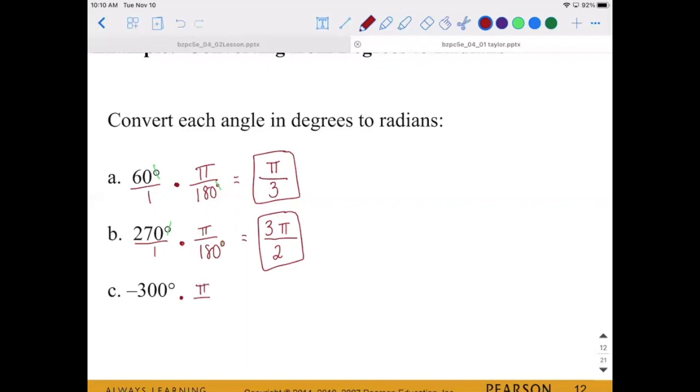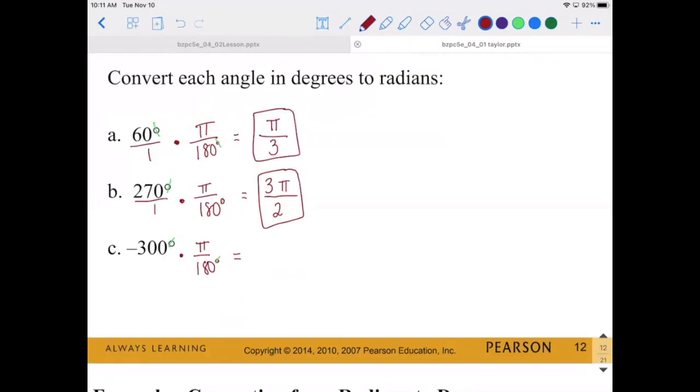Times pi over 180. I'm wanting to cancel out the degrees. That's why I know to put 180 on the bottom. I know I can divide both 300 and 180 by 60. So I'm going to end up with negative 5 pi on top and 3 on bottom.